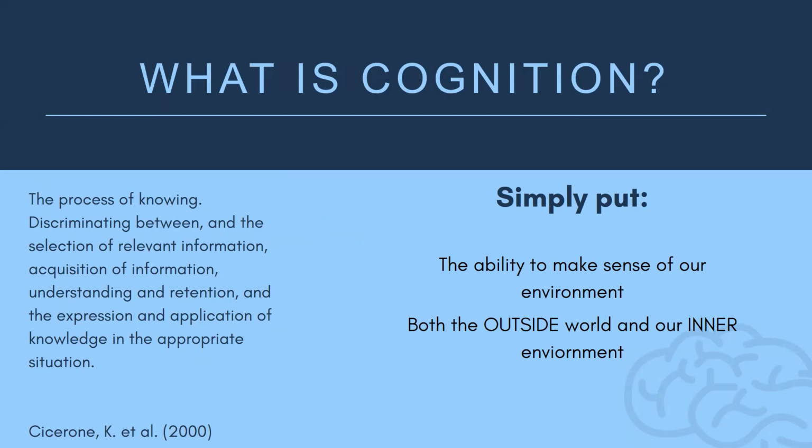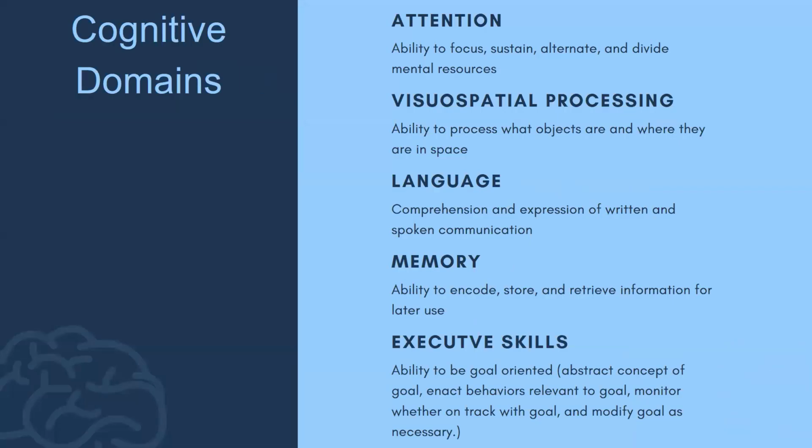And cognition is that process of knowing, discriminating between, and selection of relevant information, acquisition of information, understanding and retention, and the expression and application of knowledge in the appropriate situation. Simply put, cognition is the ability to make sense of our environment, and that includes both the outside world and our inner environment. Different cognitive domains include attention, visuospatial processing, language, memory, and executive skills.